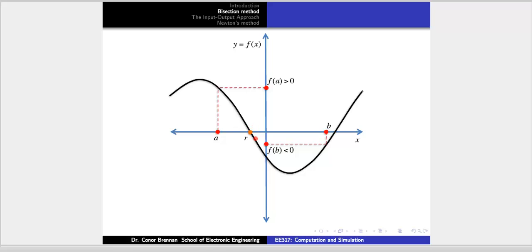We don't know, in this particular case, we know where the root is because I've drawn you a picture, but in general, we don't know the shape of this function, and we certainly don't know where R is. All we know is that A and B have a root somewhere in between them. So if we don't know where in between them it is, it makes sense that we should choose the midpoint.